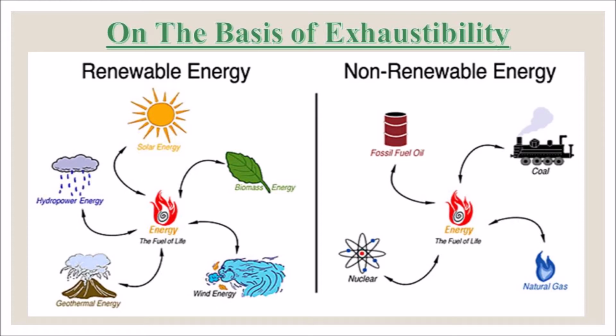Next one, on the basis of exhaustibility. So here, these resources are classified into renewable and non-renewable resources. You can see a picture. Here also it is represented in picture form, in which both renewable and non-renewable resources are there. Right. Here renewable means replaced. Understood, children? So first let us talk about renewable energy.